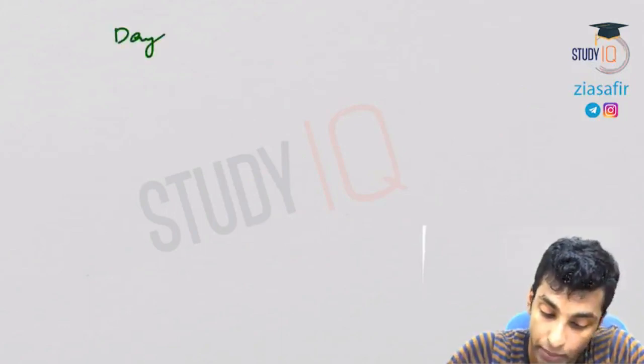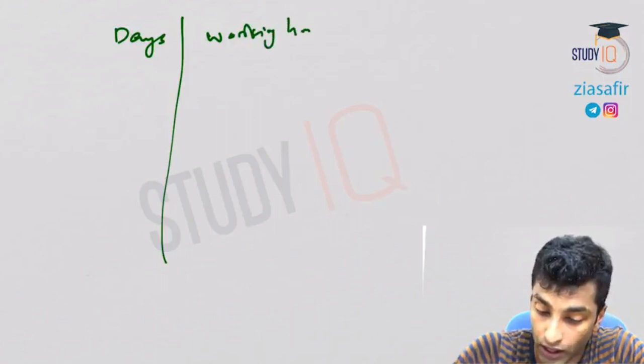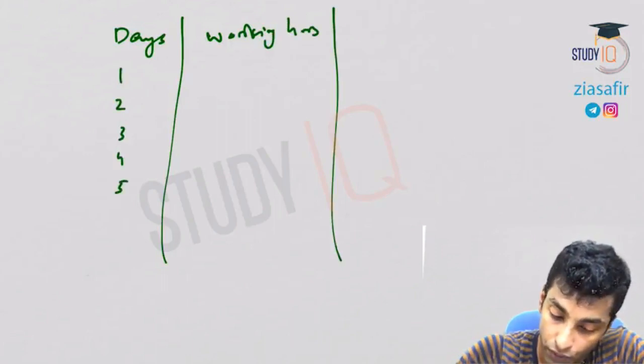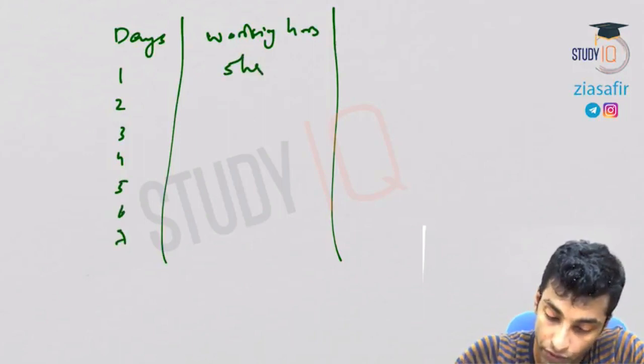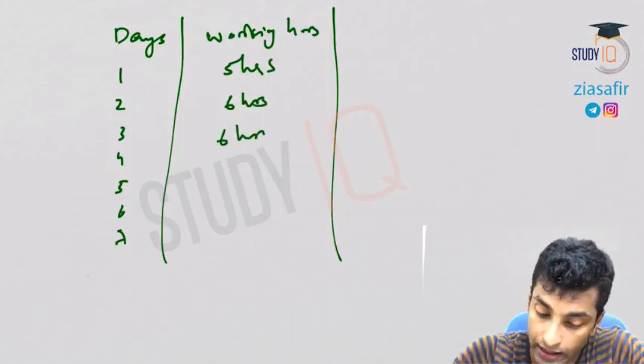Okay, I'll show you one example. Let's make a table. Days, I'll take working hours. Okay, so 1 2 3 4 5 6 7 days in a week. Okay, so first day you work for, let's say, 5 hours. Second day you work for 6 hours. Okay, then again 6 hours.